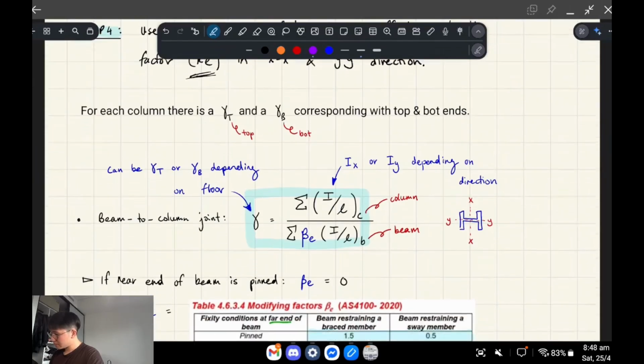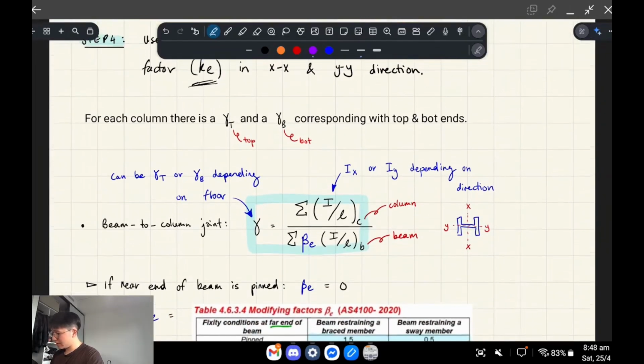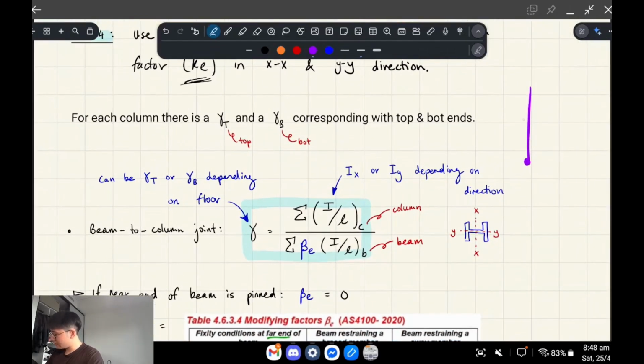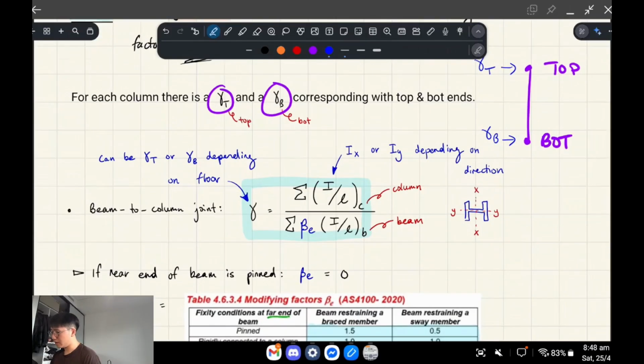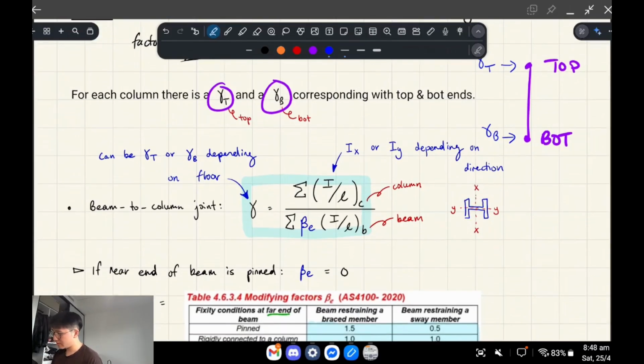So if you've got a column and it looks like this, you've got the top and the bottom, right? So here's top, here's bottom. It's called the gamma method because you're finding this gamma value, which is just some constant. So you're trying to find what is the rotational stiffness at the top and at the bottom. The rotational stiffness is indicated by some number, gamma t for the top and gamma b for the bottom. Basically, the general formula follows this.